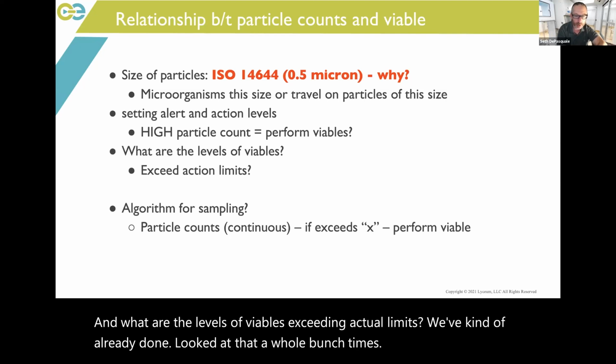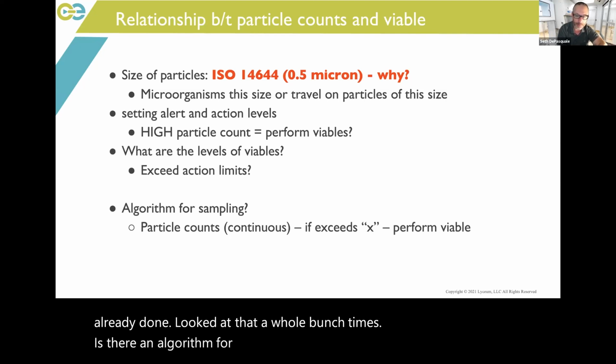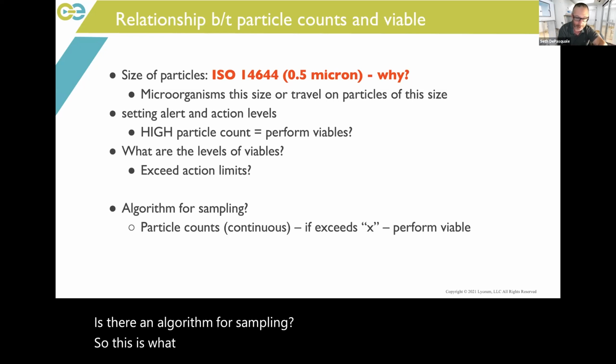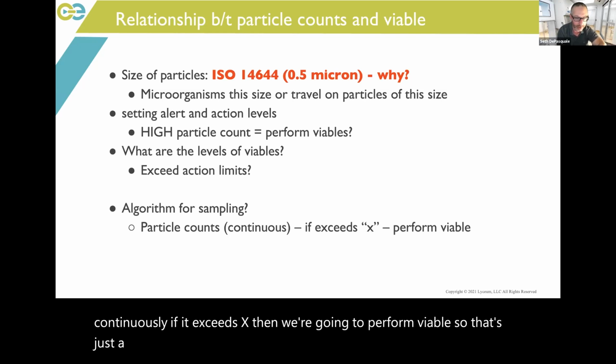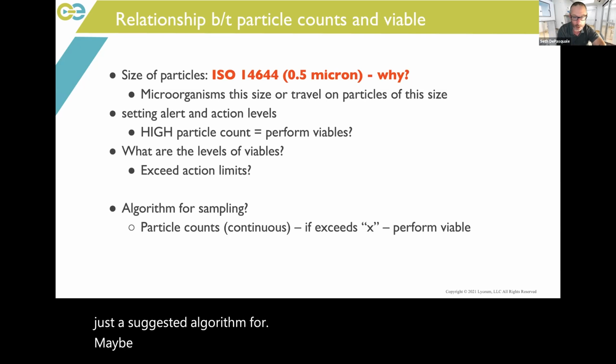Is there an algorithm for sampling? This is what I just said. If you're doing particle counts continuously, if it exceeds X, then we're going to perform viable sampling. So that's just a suggested algorithm for maybe using particle counts in combination with viable air sampling or viable surface sampling.